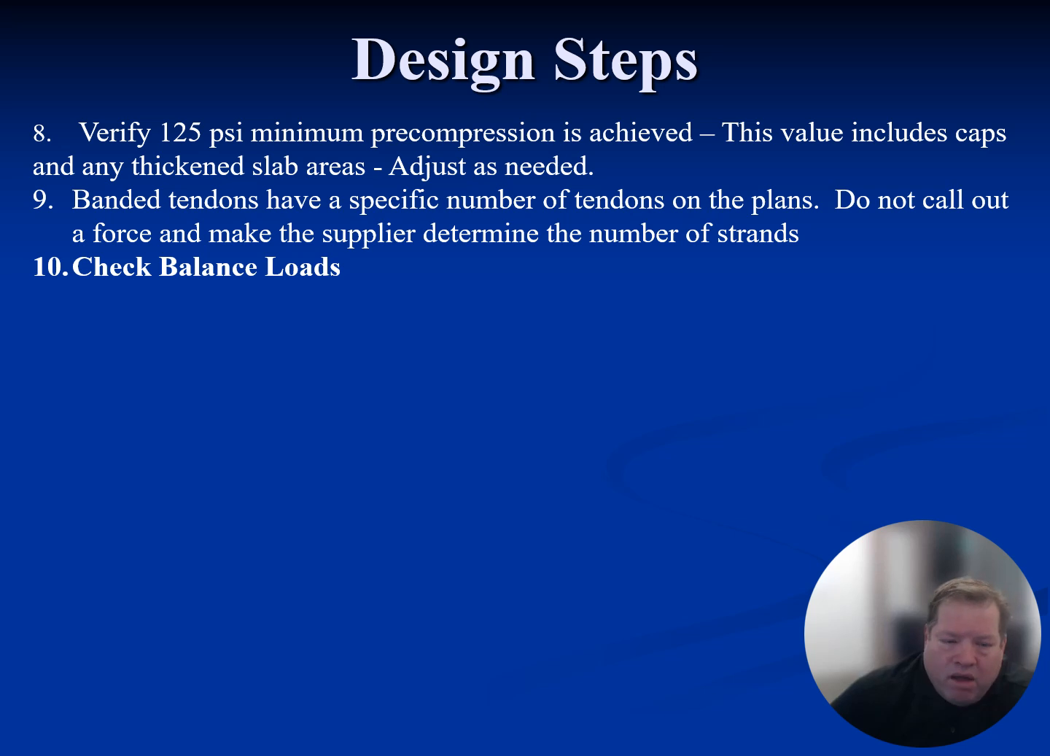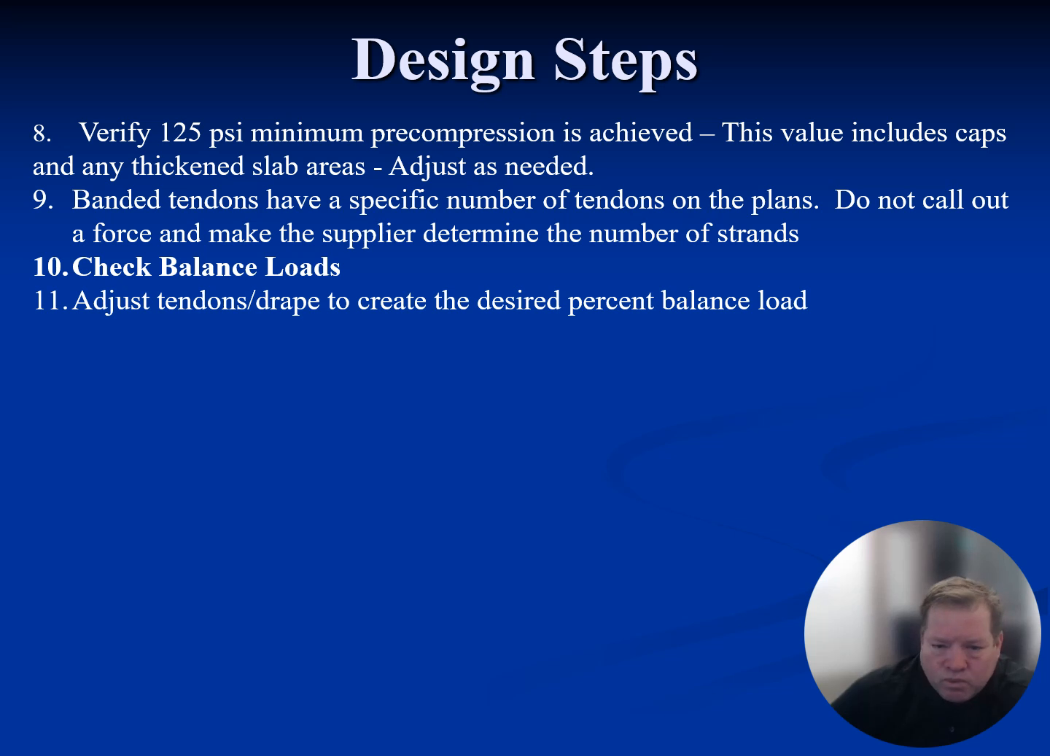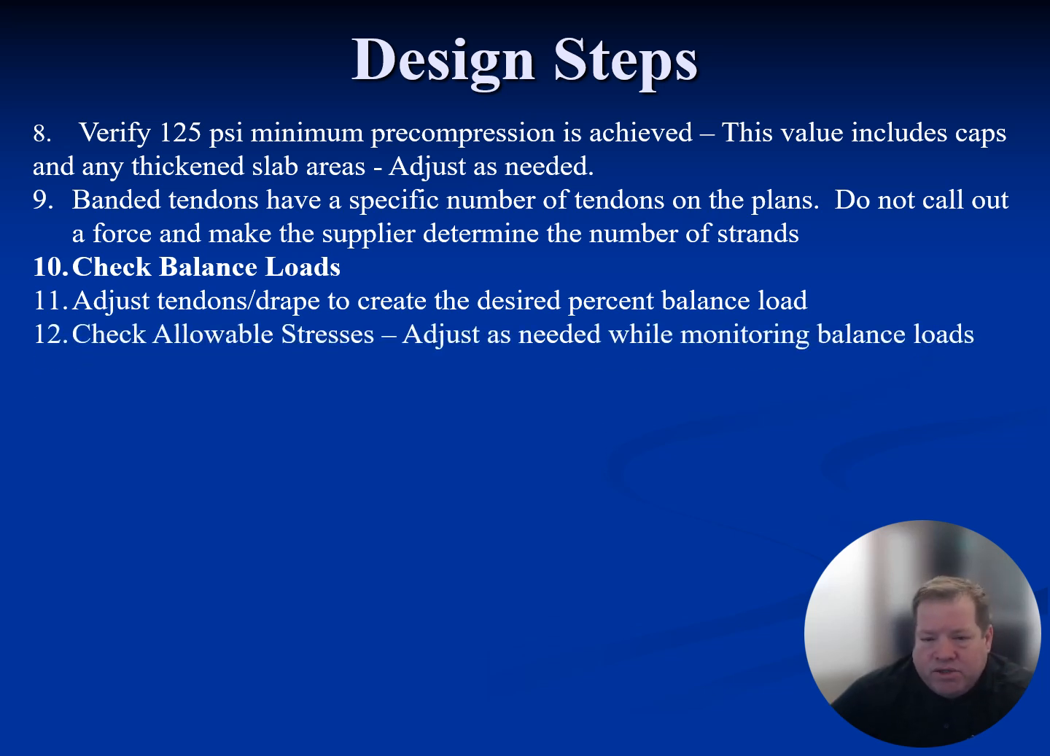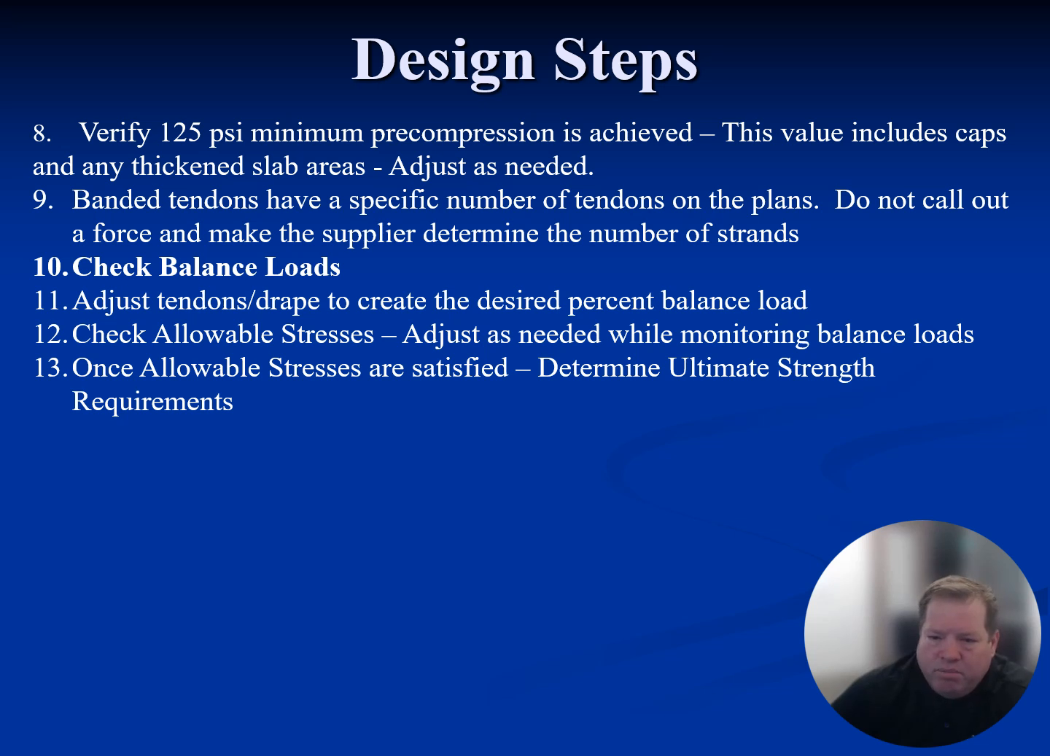Obviously, we check balance loads, the same 65 to 100% in a one-way or beam system is what we use. Once you have the tendons, the force you like, adjust the drape to get the balance loads correct. Then you're going to check allowable stresses, assuming that all works and no adjustment is required. You're done with the PT design. The next step is just checking rebar, which is ultimate strength. There are code minimums. And then we check the Whitney stress block and make sure we're good. If we're not good, we add rebar where required.